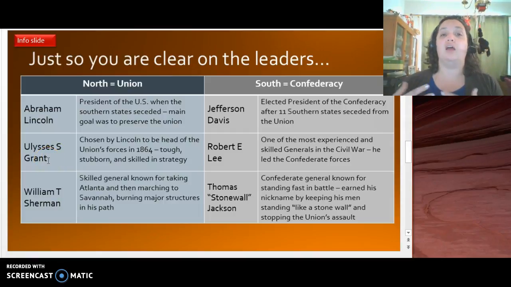Grant was the one who had more of the military and the manufacturing on his side. Then you have some important generals. William T. Sherman for the North, he's the one who marched on Atlanta, burning it, and then marched to Savannah. And you also have Thomas Stonewall Jackson, who was a Confederate general known for standing fast in battle. When the Union forces came at him, they said he stood like a stone wall and refused to let his men run away.